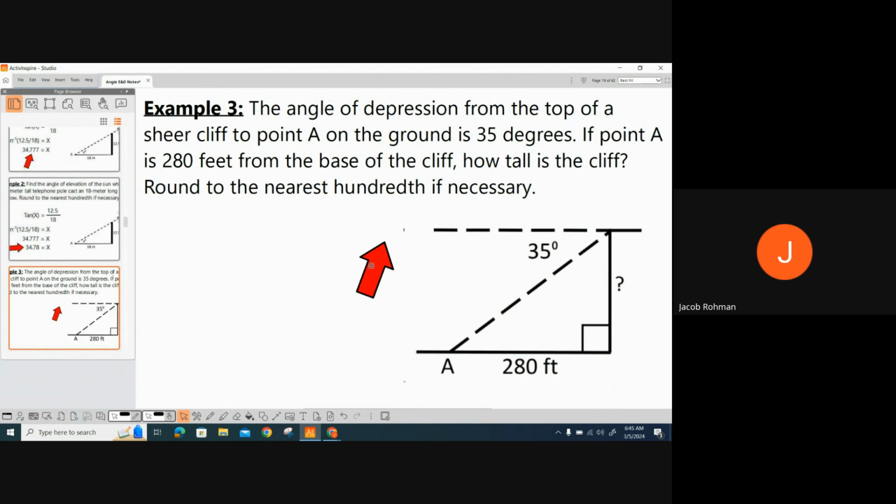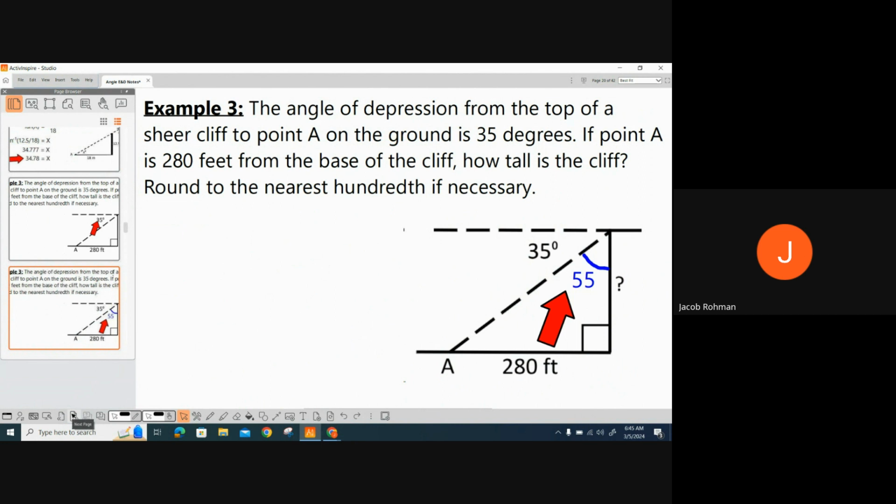So we know that in this situation, this is a right angle, so this is 90 degrees. Well, also, this here is a right angle. So we know that the missing angle here and this angle have to add up to 90 degrees. So we would say that the angle in blue is 55 degrees.